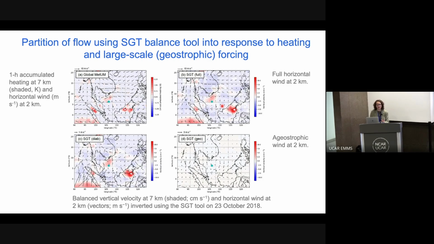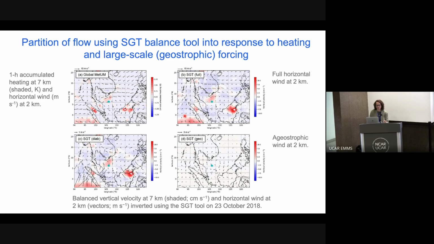So we can only qualitatively compare these two, but what we can see is the cyclonic part of the vortex is present in both of these, and we have this area of heating in the northwestern part in the global MET-UM, and we also see it in the SGT tool. And this is similar to what we've seen at the beginning from the satellite images. This is where we get the precipitation and the convection occurring. So by comparing these two, we can already see that the Borneo vortex is in semi-geostrophic balance.